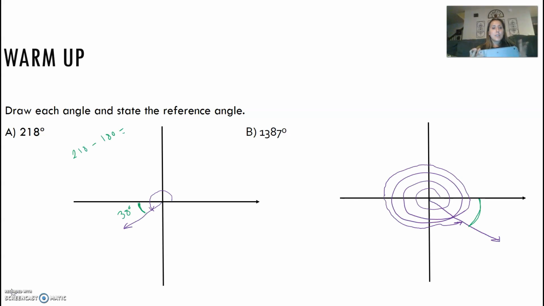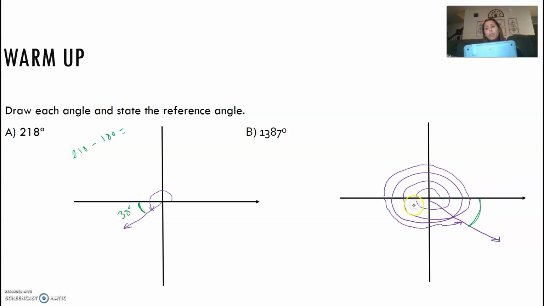All right, so you should have gotten the first angle right here. You should have gotten that 218 is about right here. It's going to be in the third quadrant, and the reference angle would be from here to 180 degrees, which would be 38 degrees.